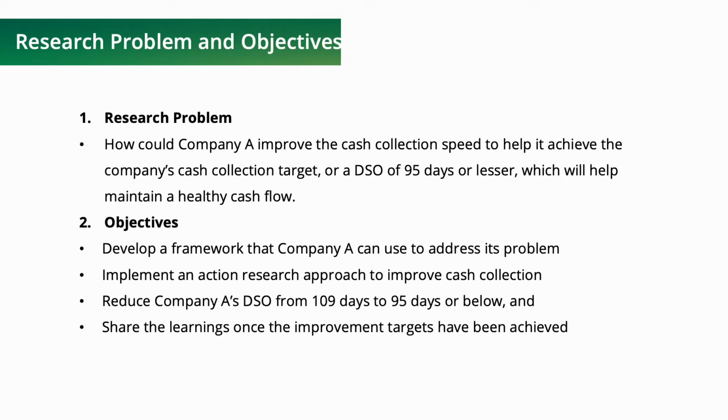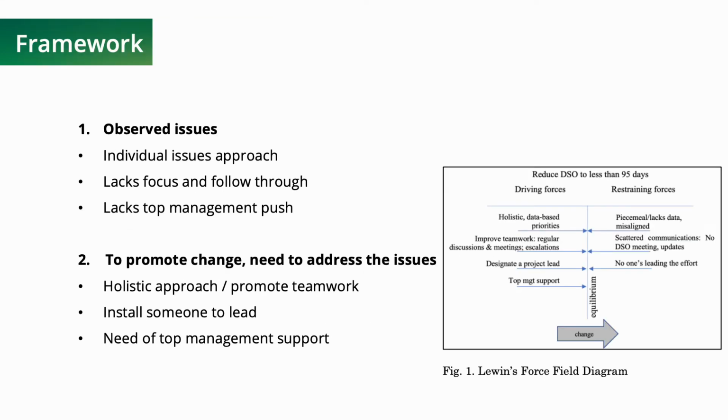First, to develop a framework that Company A can use to address its problem. Second, to implement an action research approach to improve cash collection, and subsequently reduce Company A's DSO from 109 days to 95 days or less. And finally, share the learnings once the improvement targets have been achieved.